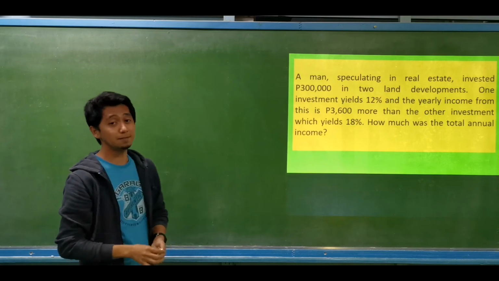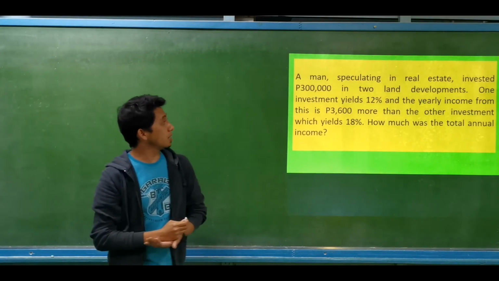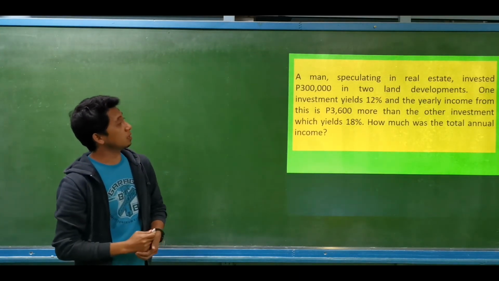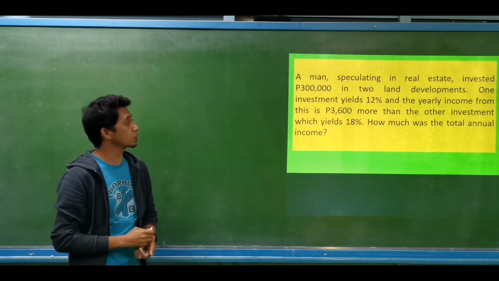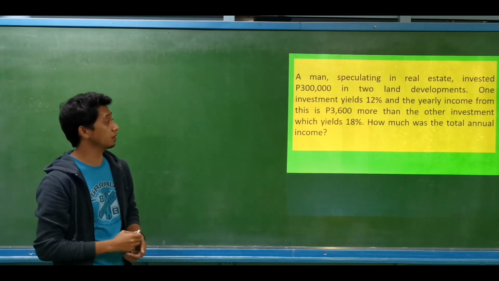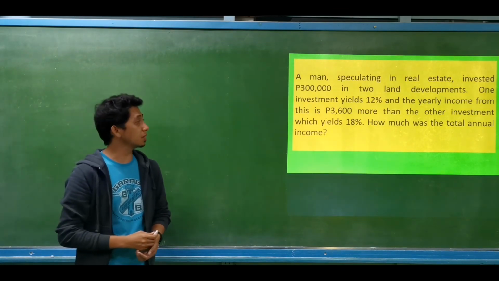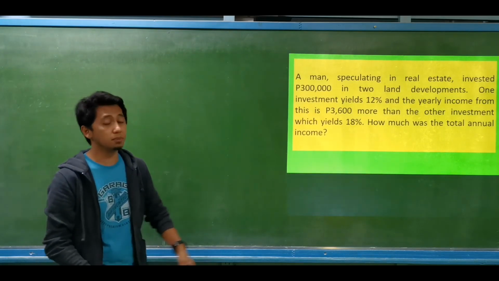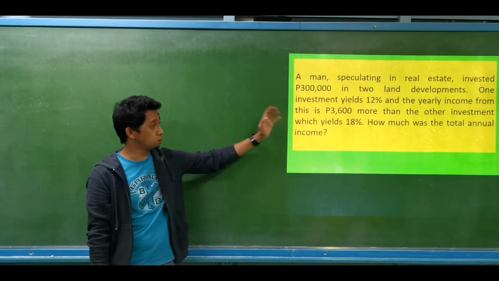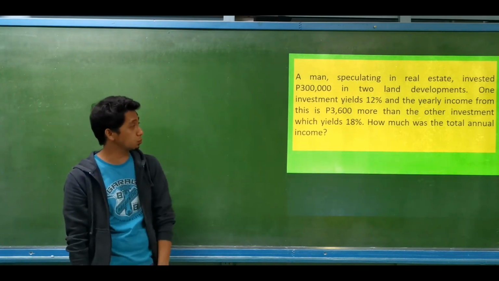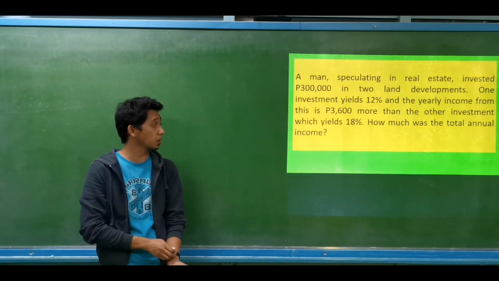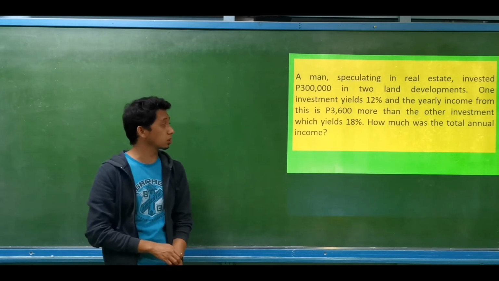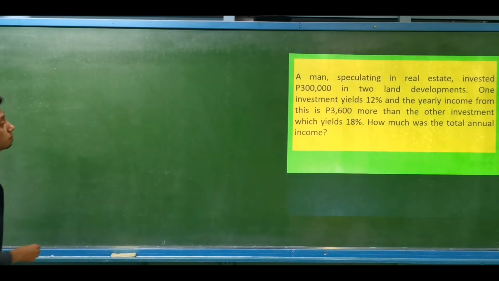Okay, so next example. A man speculating in real estate invested 300,000 pesos into 2 land developments. One investment yields 12%, and the yearly income is 3,600 pesos more than the other investment, which yields 18%. How much was the total annual income?